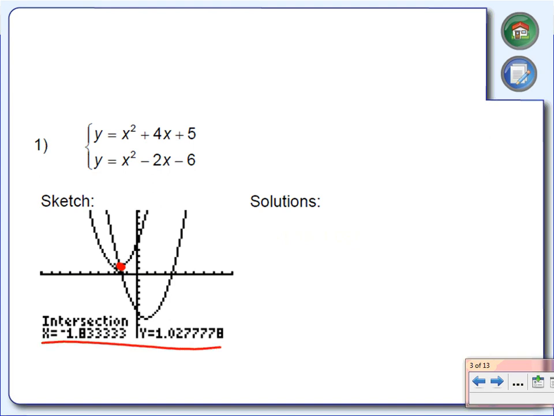This is our solution. We're going to go ahead and write that ordered pair down here. We're just going to round each of these decimals to two decimal places. All right, so that first one there should be negative 1.83, and the y value is going to be 1.03. So we are rounding these to 2 decimal places. So this is our solution to this system. In other words, this ordered pair will make the first equation true, but it will also make the second equation true. And that's the only ordered pair that's going to do that. All right, so there's the first one.